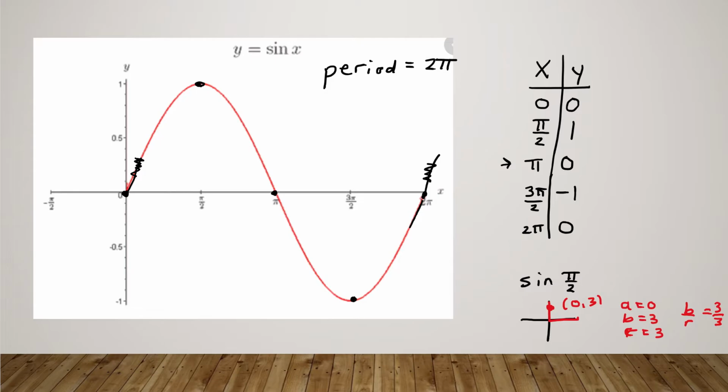The amplitude of the graph is going to be 1. Amplitude refers to the height of the graph. How high and how low does it go?